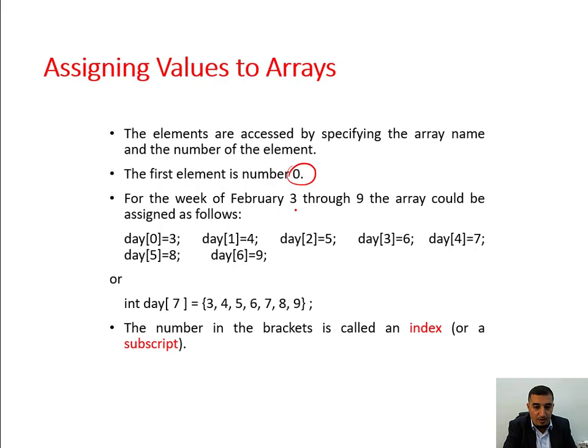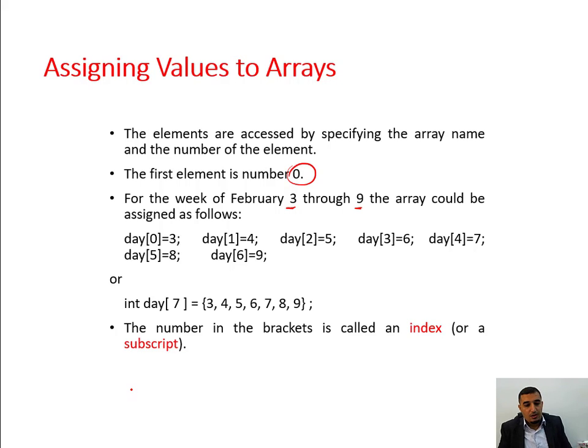So for the week of February 3 through to 9, the array could be as follows. Day 0 is equal to 3, day 1 is equal to 4, and so on. Or we can say integer days[7] is equal to these values.